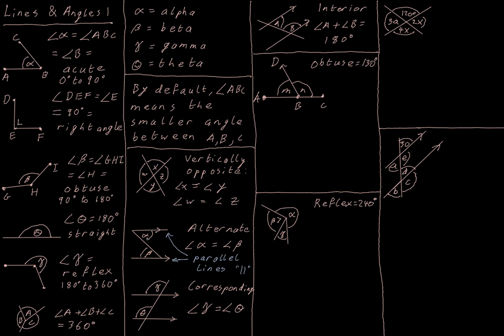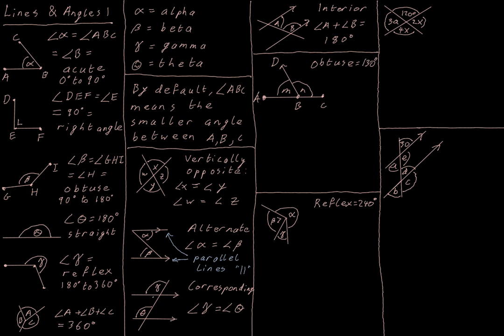They alternate the side of the line that they are on. So alpha is on one side of the line, beta is on the other side of the line when we are crossing our parallel lines. So they alternate the side of the line that they're on, and they are equal to each other. This is sometimes called the Z rule, and is a very common one that we need to watch out for.